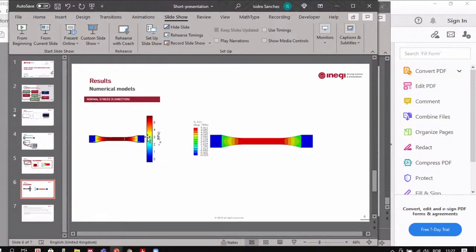Here I am presenting the normal stress and comparing it with Abaqus. In this case, with the dog bone shape, we have a difference of 8% in the force displacement curve. However, for the stresses, we are around 1% in difference compared to Abaqus.